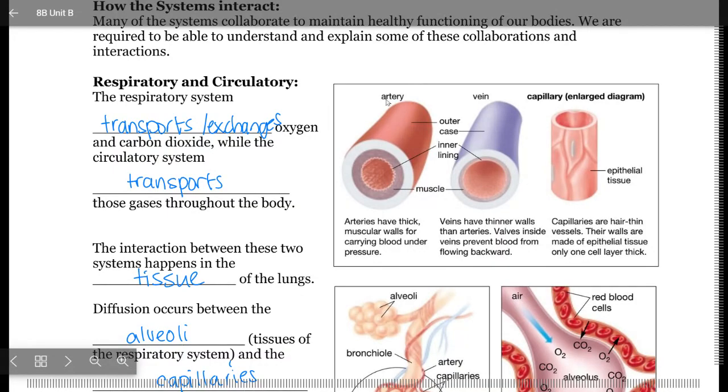Now, if you see these pictures, we have the arteries and we have the veins. Veins have thinner walls than arteries. It's because valves inside the veins prevent blood from flowing backwards. The artery needs a lot of lining, like it has to have thick muscular walls because the blood from the ventricle is pumping very strongly into the artery. But with that pressure, the artery has to be strong enough to withstand it and transport it to the rest of the body. Because if it does not handle that, it would explode.